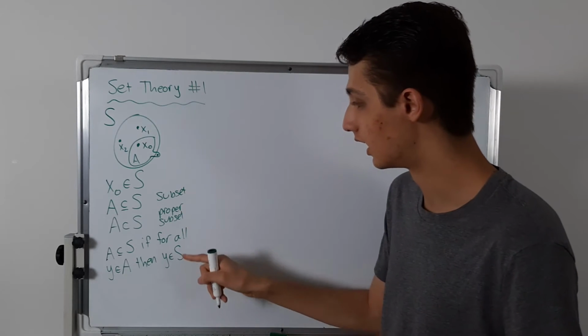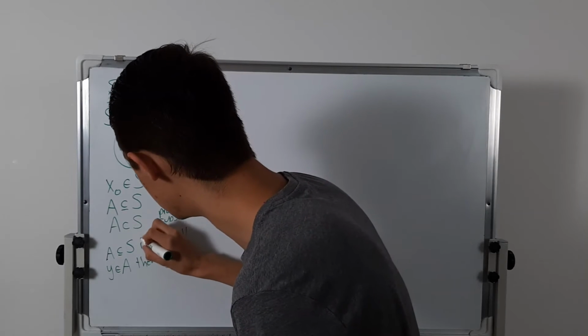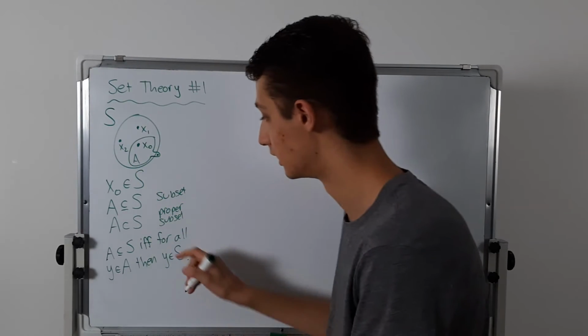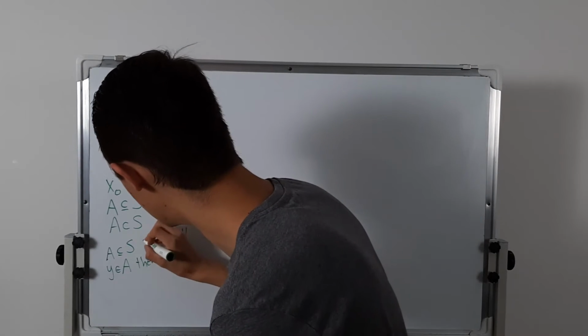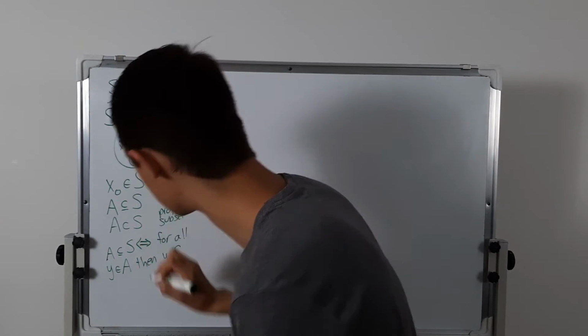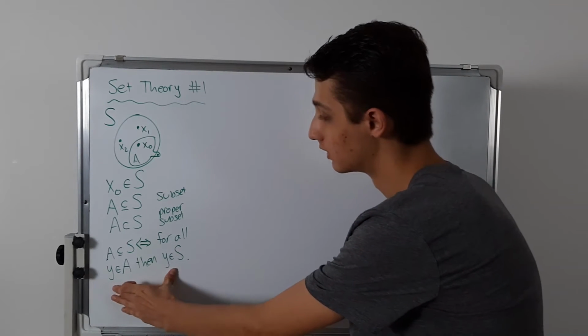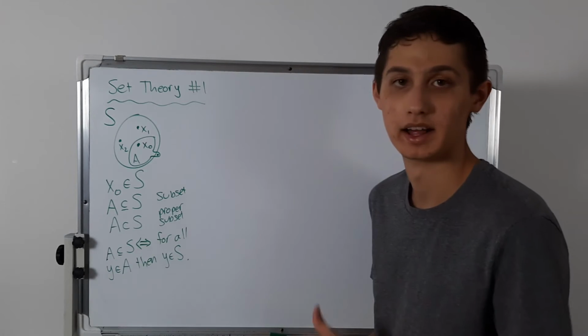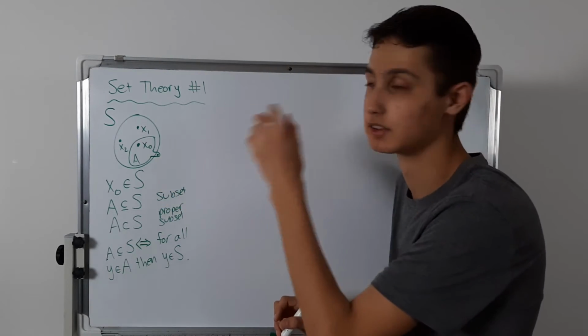And this is if and only if, actually. So this would be if and only if, right? So this is like a double implication. Basically, you have to meet this condition and only this condition so that that is a subset. So if you have any other elements outside of it, it doesn't work.